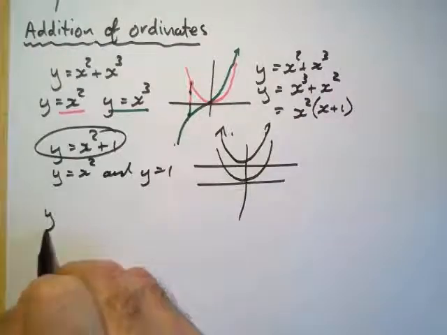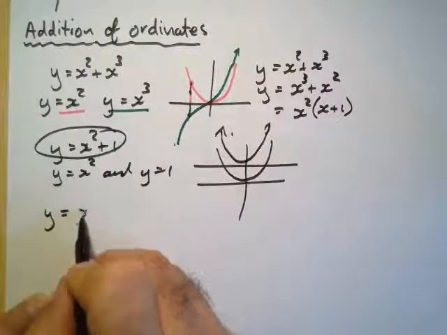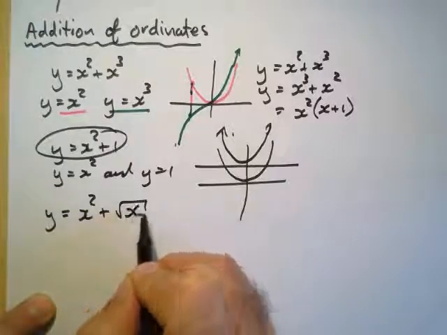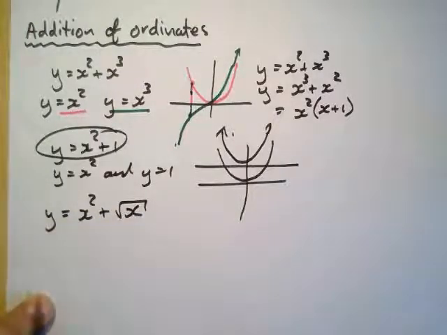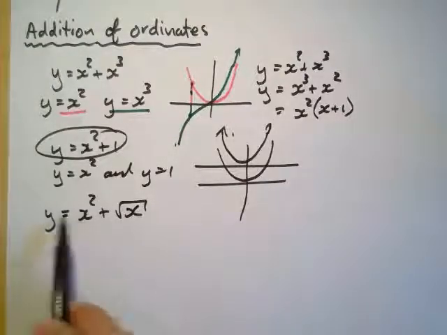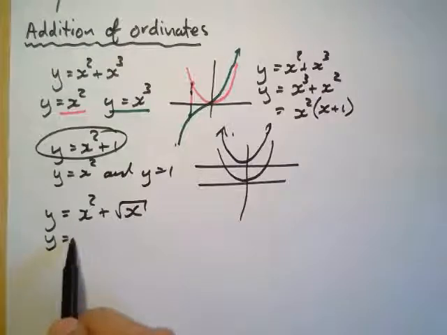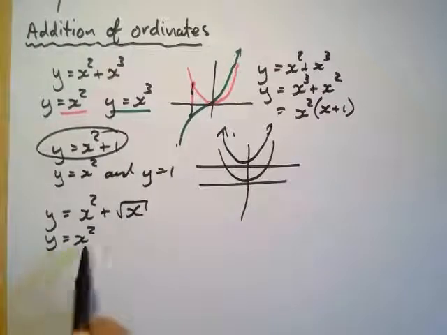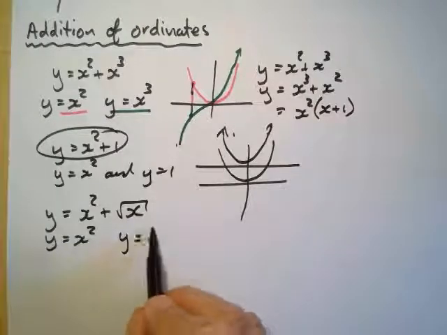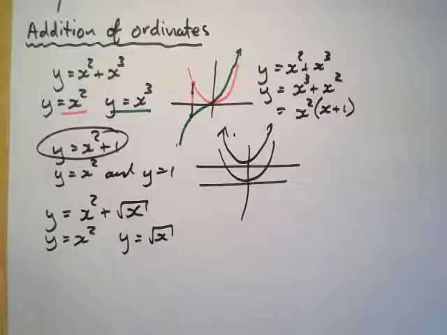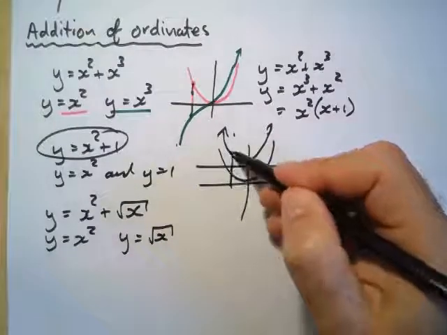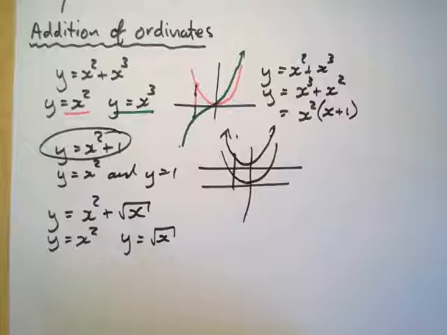But what if they ask me to draw y equals x squared plus square root x? Now I don't know how this graph is going to look. And therefore what I'm going to do is draw the graph of y equals x squared, because I know how that looks. And then I'm going to draw a graph of y equals square root x, and then add the y values at different points and see what my new graph is going to look like.